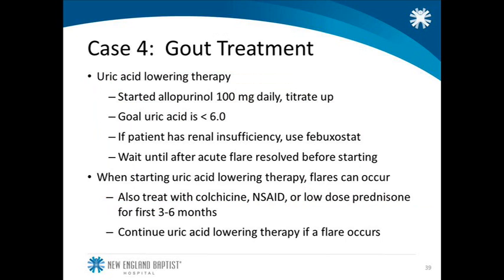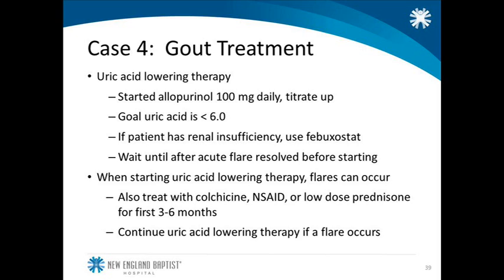So for my patient, he'd had multiple episodes of gout. It was crystal proven, so uric acid lowering therapy was indicated for him. He was started on allopurinol at a dose of 100 milligrams daily and then titrated up from there. 100 milligrams is the recommended starting dose for allopurinol. The reason for this is to try to reduce the incidence of more severe adverse effects, such as Stevens-Johnson syndrome. The goal uric acid is less than 6.